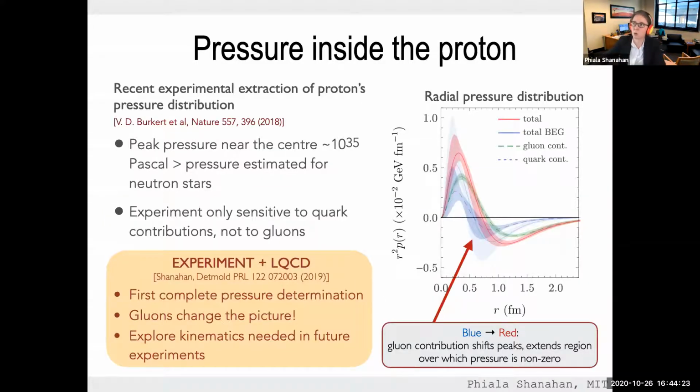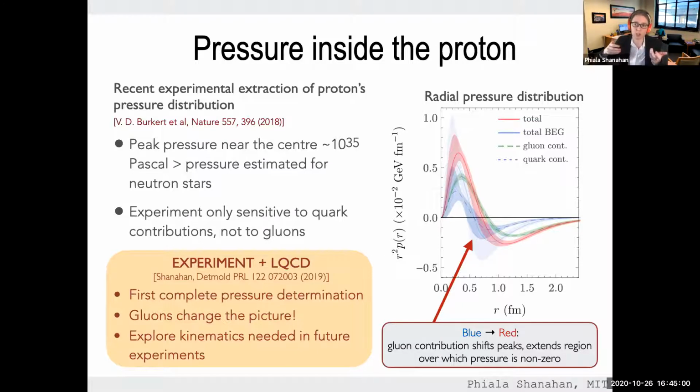There was some nice experimental work extracting the proton's pressure distribution for the first time. What was found is that the peak pressure near the center is actually an order of magnitude greater than that estimated in the interior of neutron stars, the densest known object in the universe. But the experiment, which was via deeply virtual Compton scattering, was only sensitive to the quarks, not the gluons. So what we were able to do was compute the gluon piece of the pressure distribution, combine it with the quark piece from experiment, and together have the first complete pressure distribution of the proton.